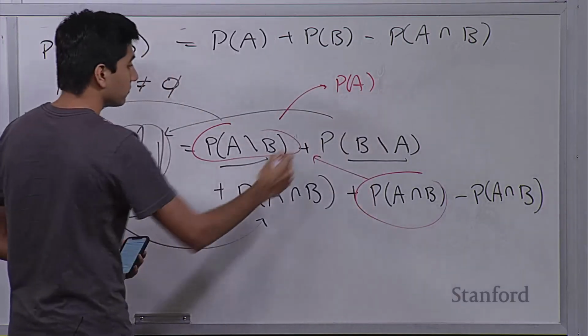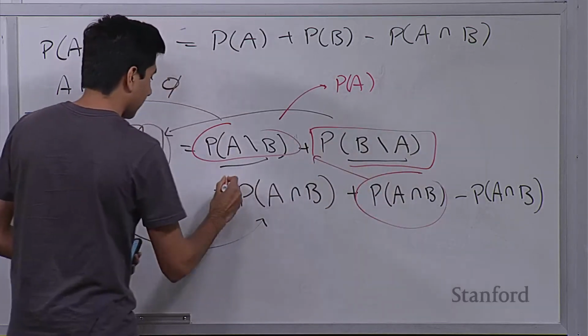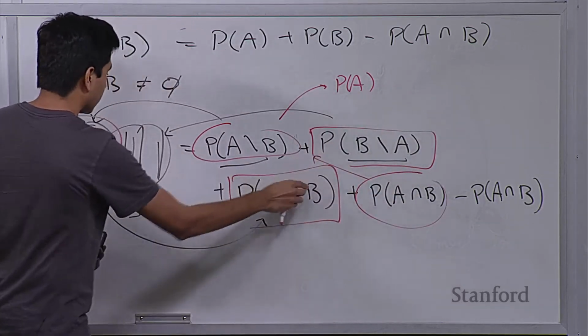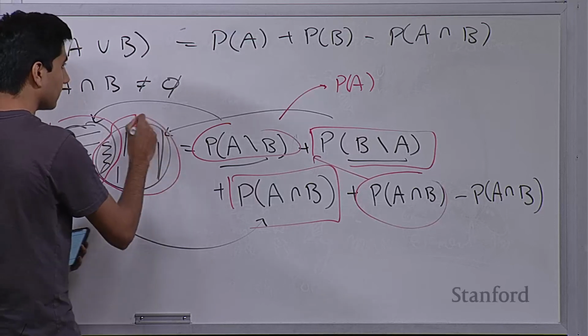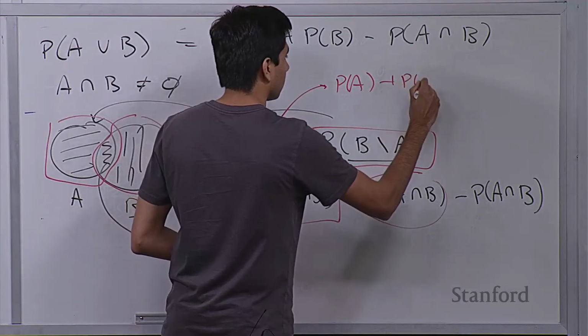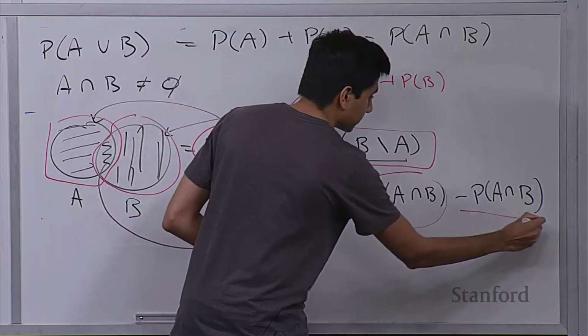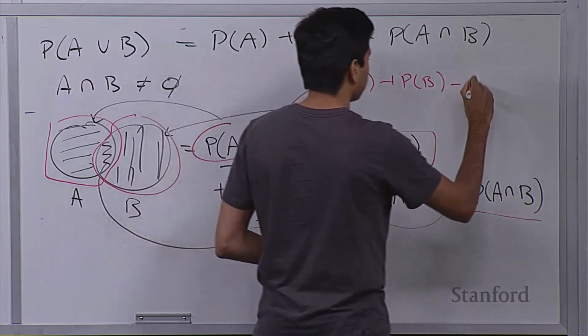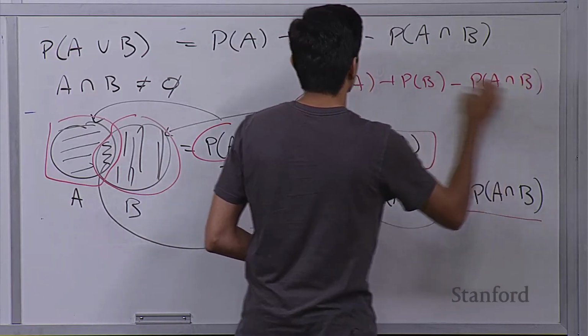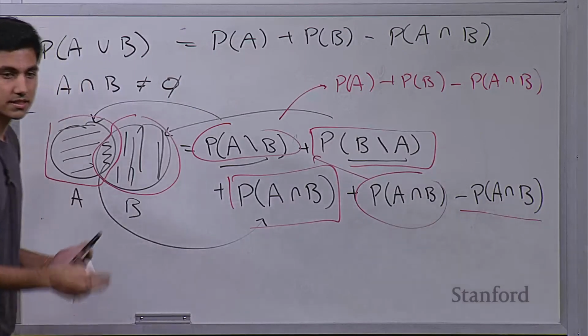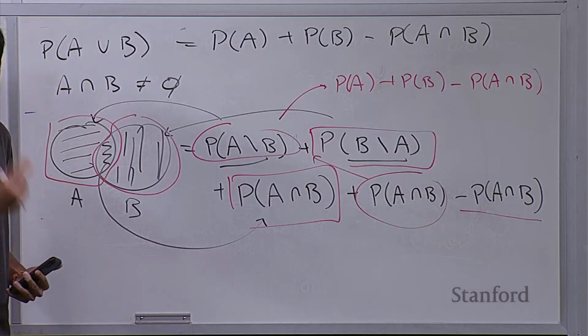The same thing is true for B without A and A and B. So here if you take these two, that gives you this whole thing, and that gives you P of B. And then finally, you have this last term, minus P of A intersection B, and that remains. And you'll notice these are the exact same formula. This is kind of how you get the principle of inclusion-exclusion for two sets.